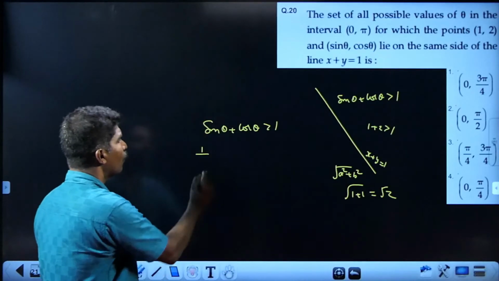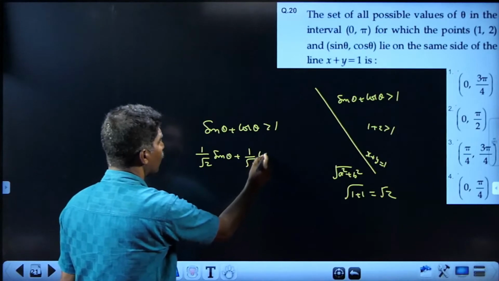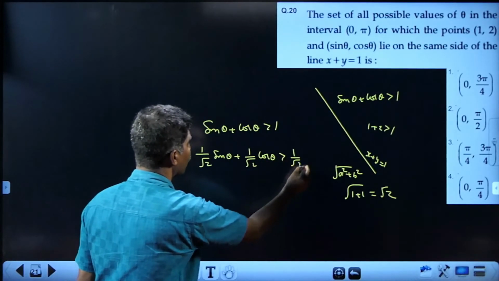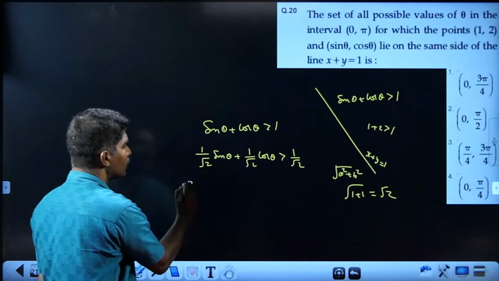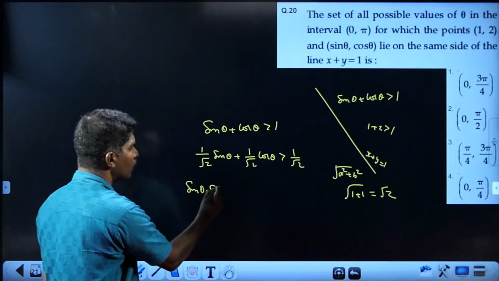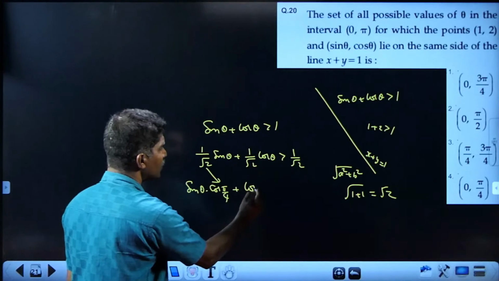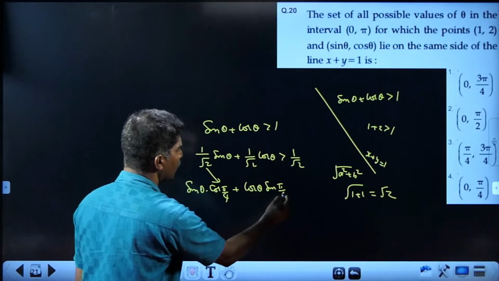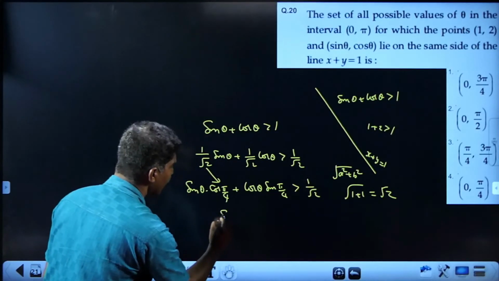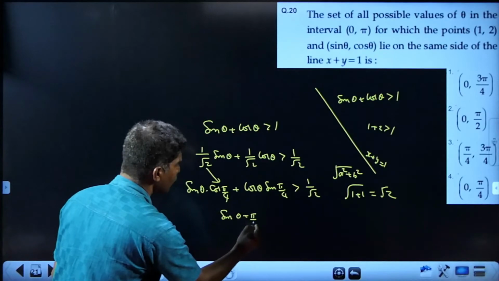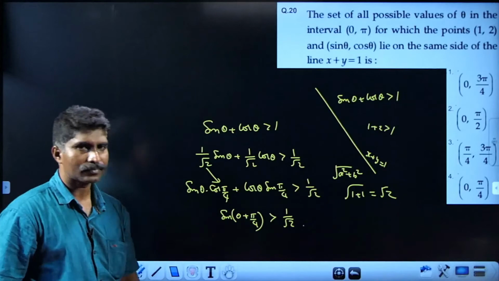Dividing by root 2. 1 by root 2 into sin theta plus 1 by root 2 into cos theta, that is greater than 1 by root 2. And one is sin and other is cos. So this is nothing but sin theta into cos pi by 4 plus cos theta into sin pi by 4 greater than 1 by root 2. And this is nothing but sin of theta plus pi by 4 greater than 1 by root 2. Okay.